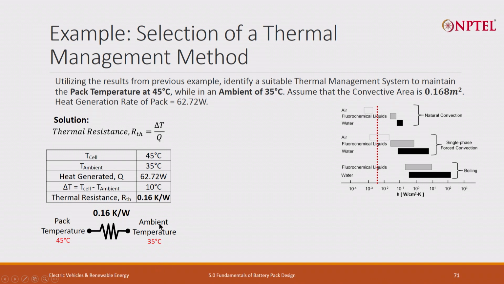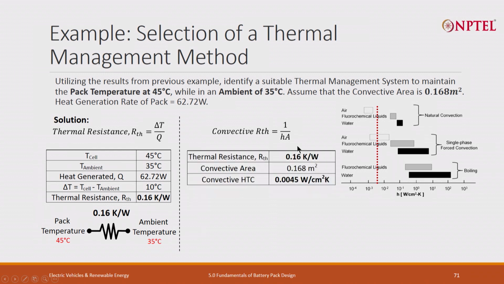Now using the electrical analogy, T1 is 45 degree C, T2 is 35 degree C, and the thermal resistance is 0.16 K per watt. Convective resistance is nothing but 1 by hA. So we have the thermal resistance, the convective area, and the convective heat transfer coefficient comes to 0.0045 watt per centimeter square per Kelvin.